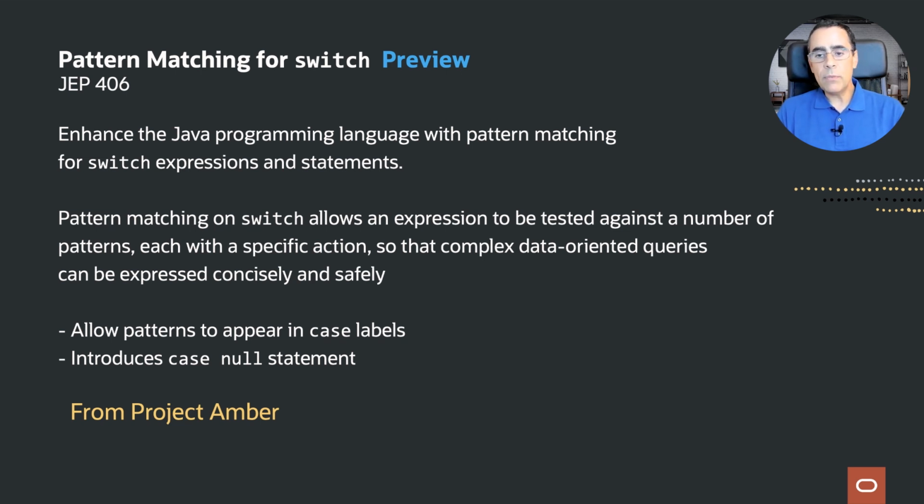Now that we have releases every 6 months, we can afford to ask for feedback on features before we burn them into the language. If you would like to weigh in on this feature, you should use the discussion list for Project Amber in OpenJDK. Pattern matching for switch allows expressions to be tested against patterns.